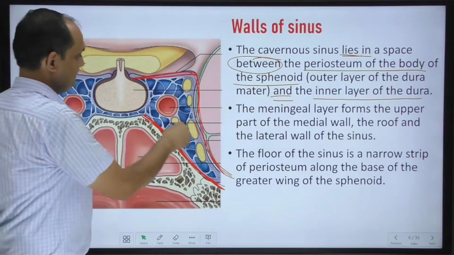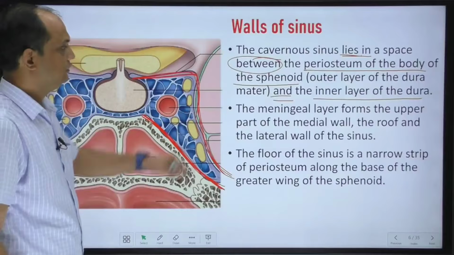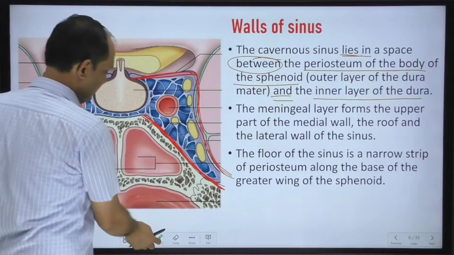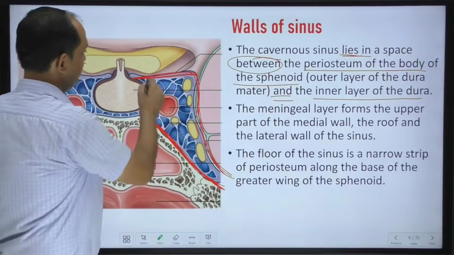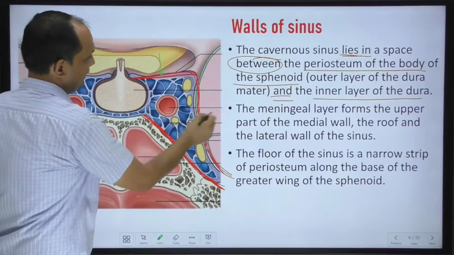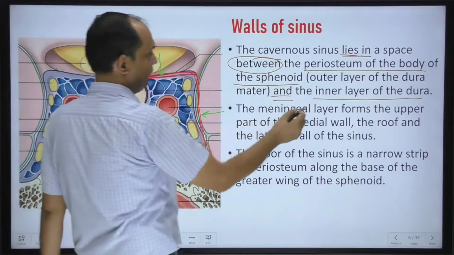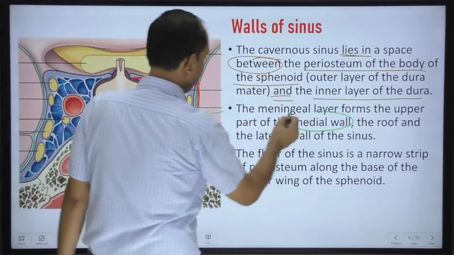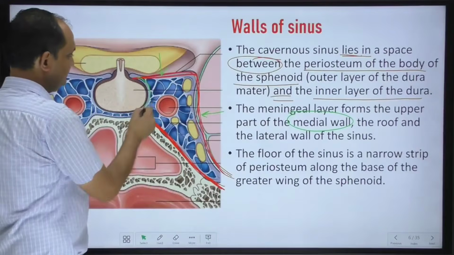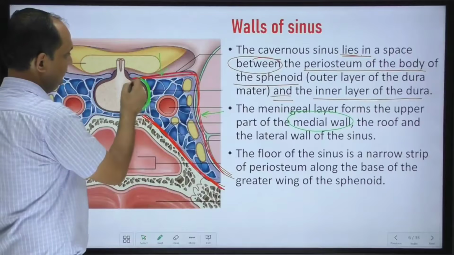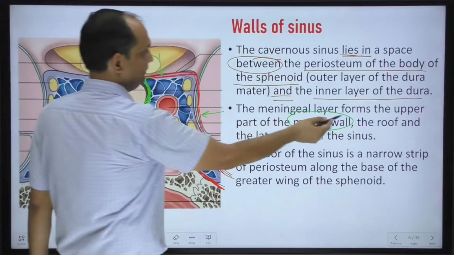In between, you can see that the sinus is present. So which part is formed by the meningeal layer? This meningeal layer is forming the roof and it is forming the lateral wall. Clear? So the meningeal layer forms the medial wall, but where? Only this small portion of the medial wall. Clear? Then it is forming the roof.